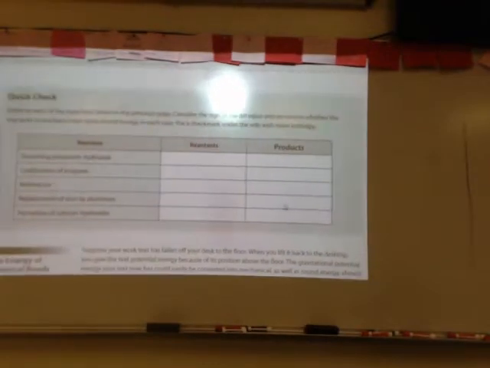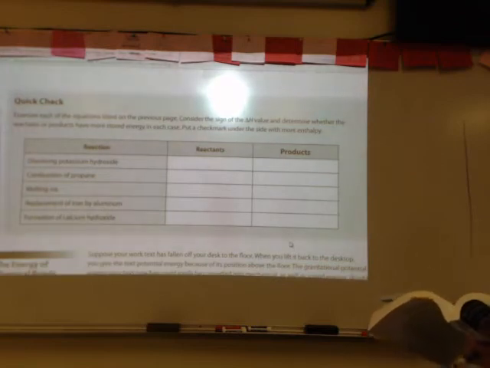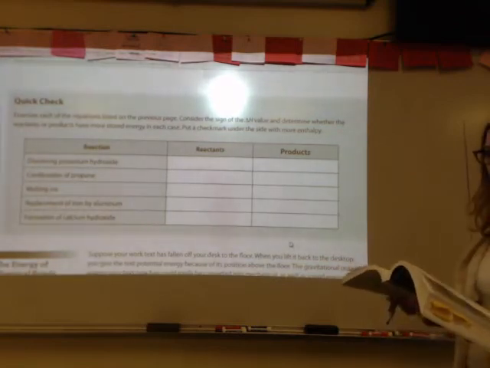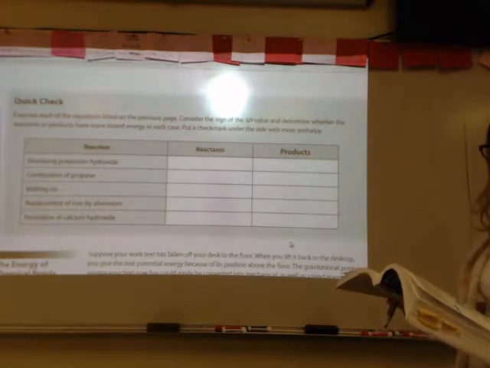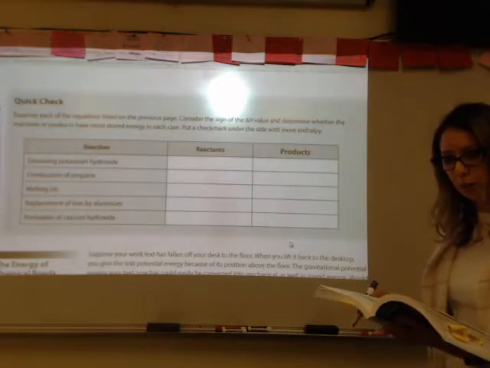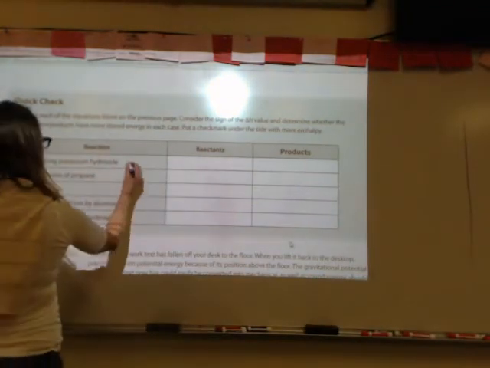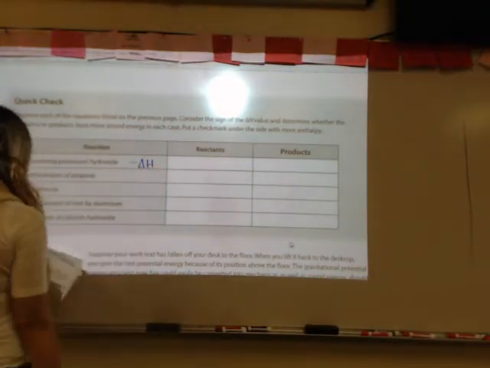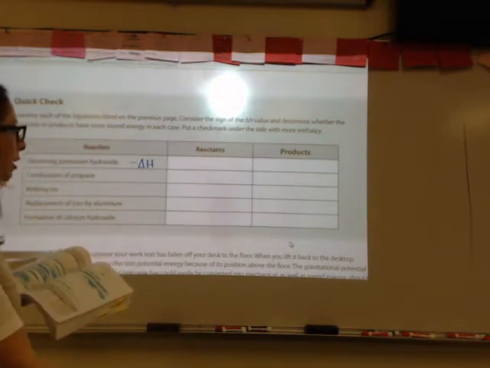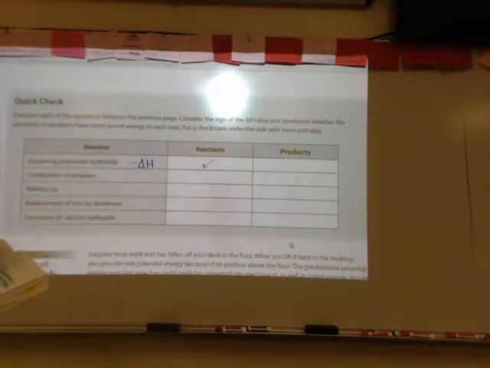Let's take a look at the next page. Here, examine each of the following equations listed on the previous page. Consider the sign of the delta H value and determine whether the reactants or products have more stored energy in each case. Put a check mark under the side with more enthalpy. So on the previous page, dissolving potassium hydroxide has a negative delta H value. I pointed that out to you. So it's releasing heat. So that means the reactants had more enthalpy.